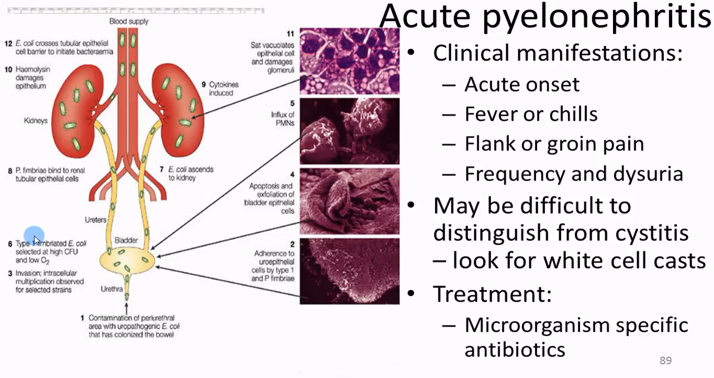Another key that you look for is when white blood cells get into your urinary tract, they'll actually make these things called white cell casts, which are just crystalline fragments that are in the urine.